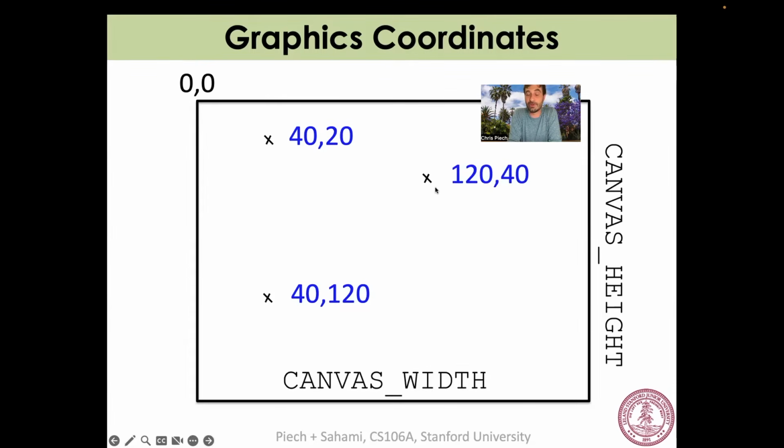And here's another point where I switched the order. So now it's way more pixels from the left and only 40 pixels from the top. So you have 120, 40. This one's farther down than this one because this one's 20 pixels from the top and this one's 40 pixels from the top. There you have it. You might have to draw this on pencil and paper every once in a while to feel comfortable with it.